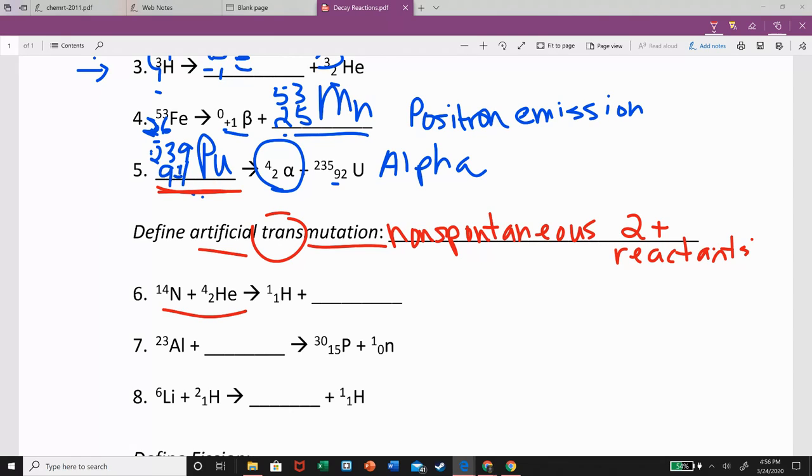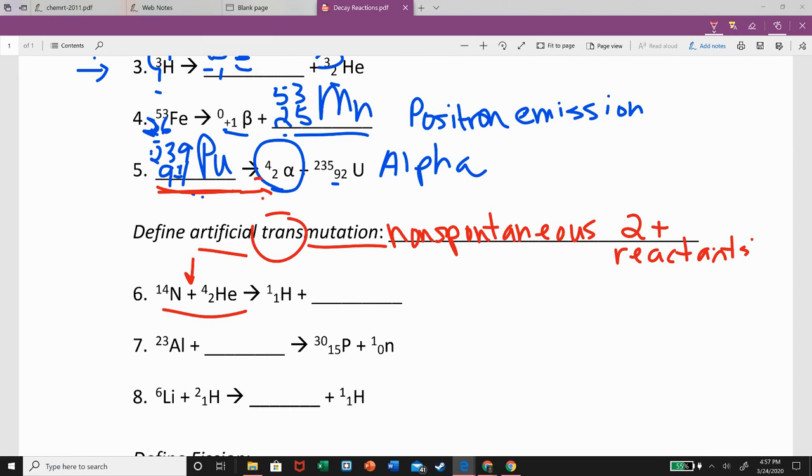Okay, natural, one thing changes. Artificial, we need to add things together, right? So this is like particle collisions, right? This is fancy nuclear stuff. Okay, so same rules apply, right? If I have to figure out what this is transmutating into, top numbers and bottom numbers have to add up to the same number on both sides, right? Law of conservation: matter, energy, and charge are always conserved. So I need a top number, a bottom number, and a charge.